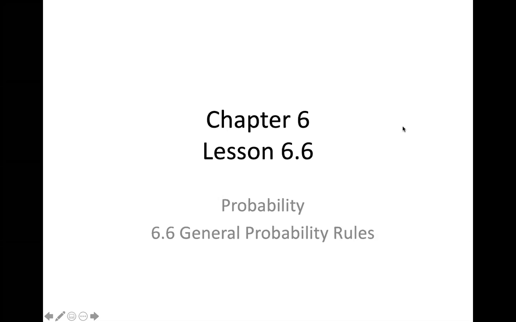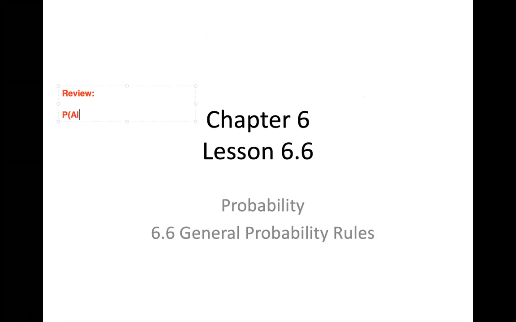All right. So, chapter 6, lesson 6.6, this is general probability rules. I have two formulas for you guys today, two formulas to start you off. Before we do that, a couple of reminders of our old formulas. Let me do this in red. So, reminders, review of old formulas.